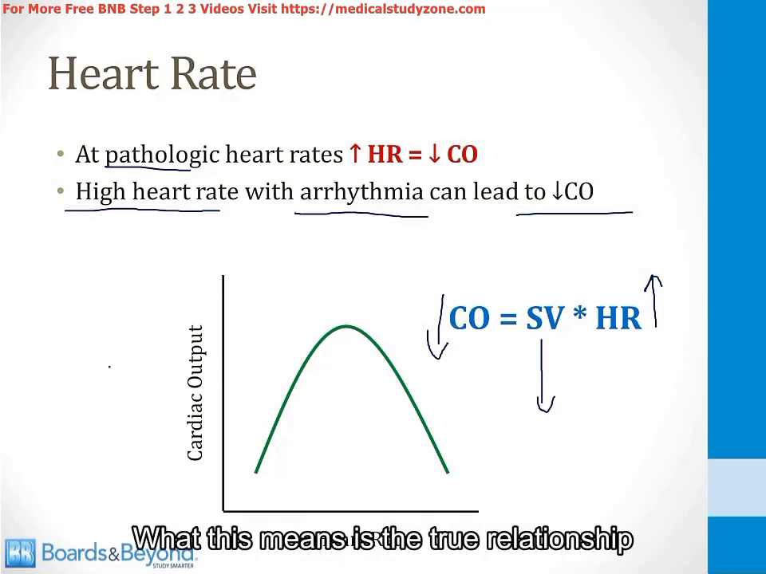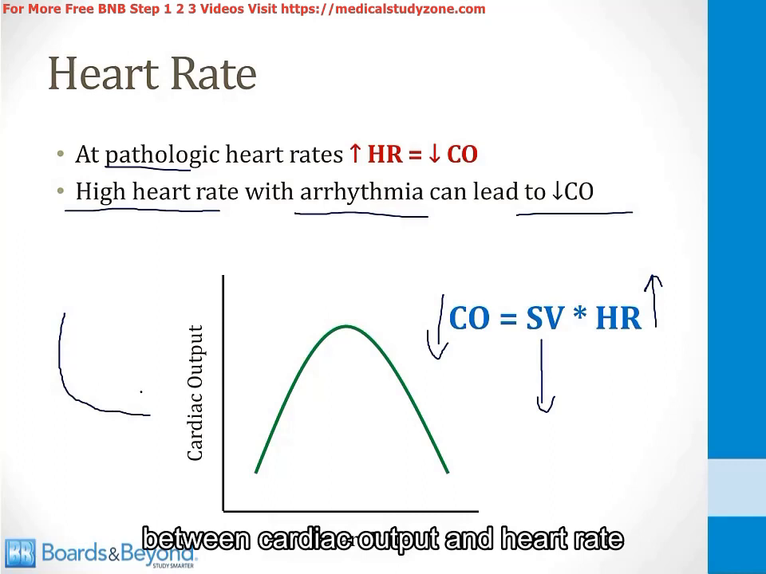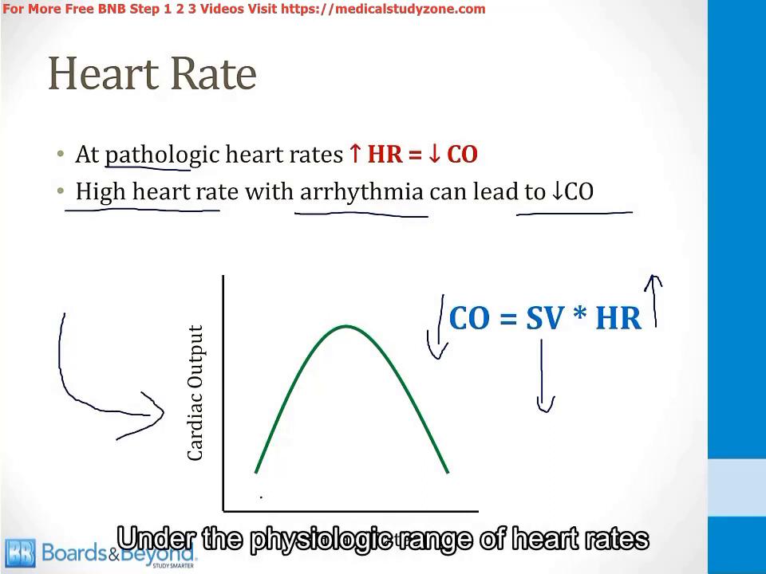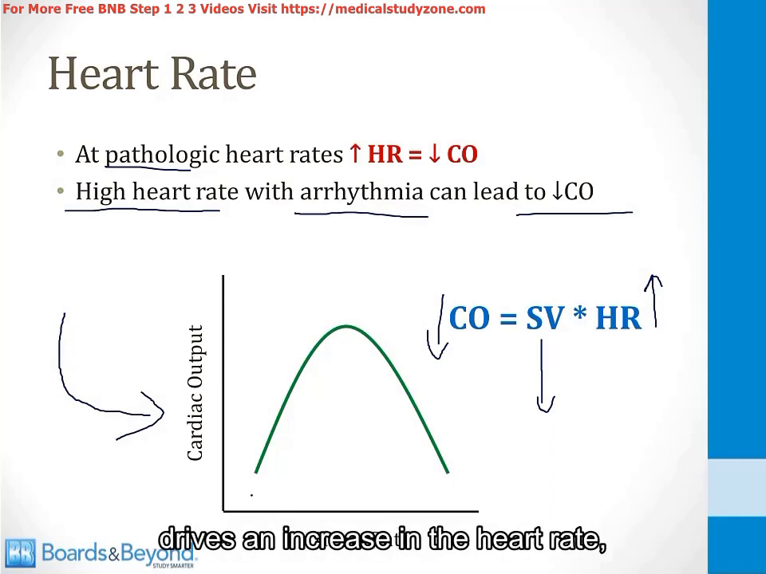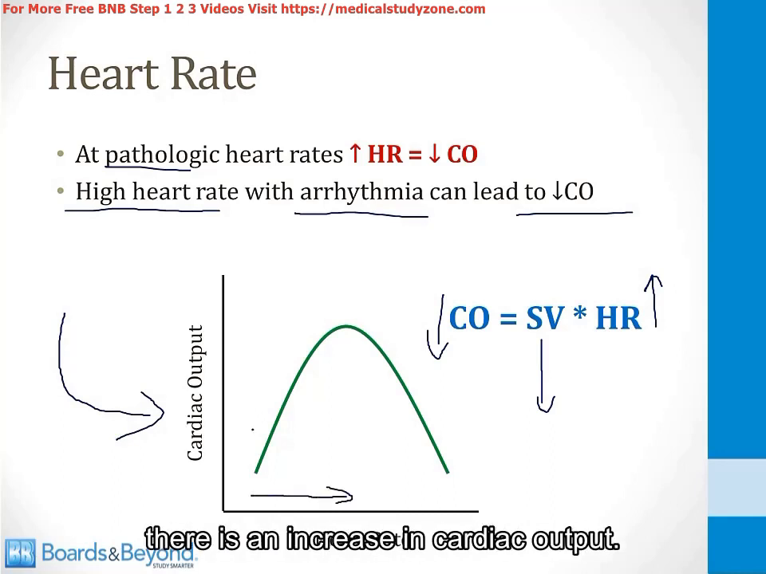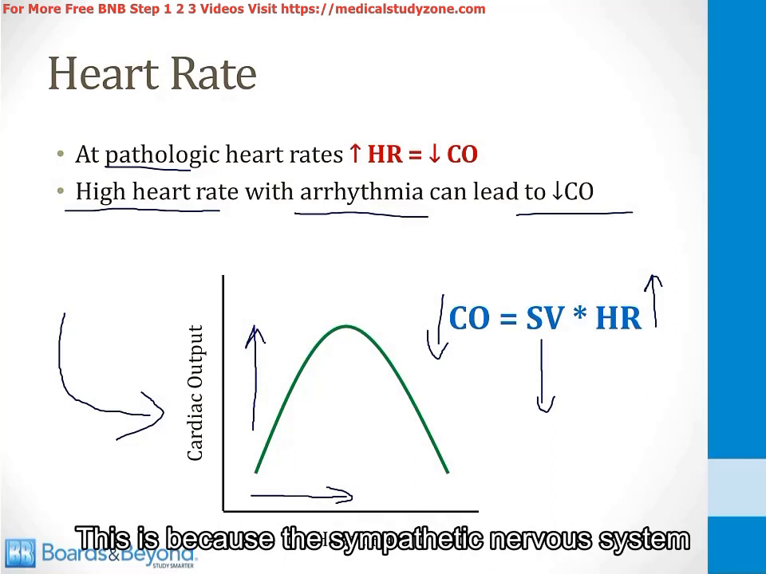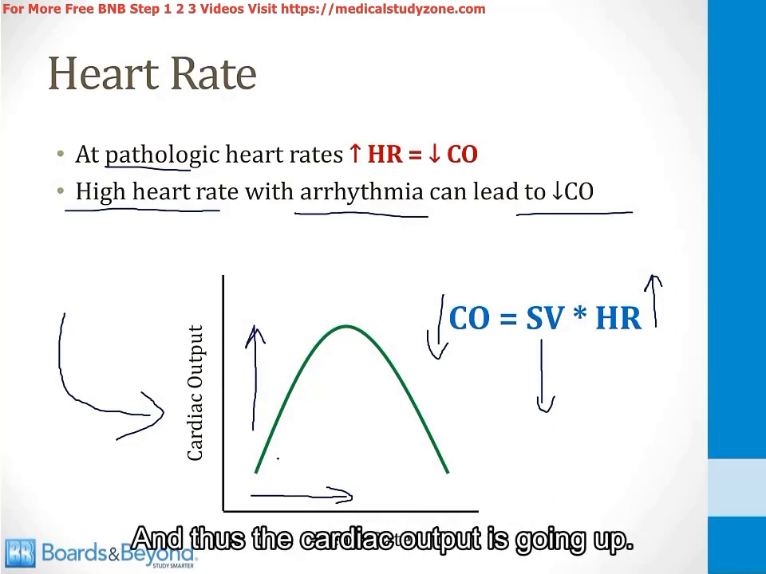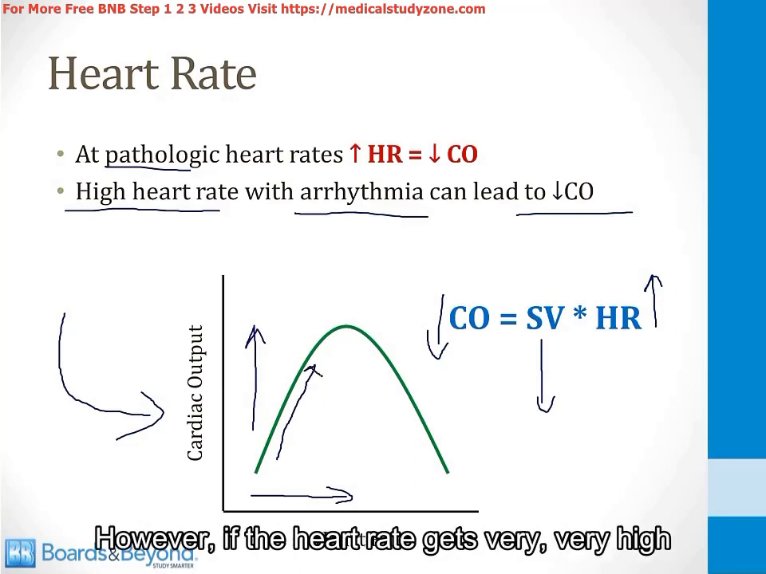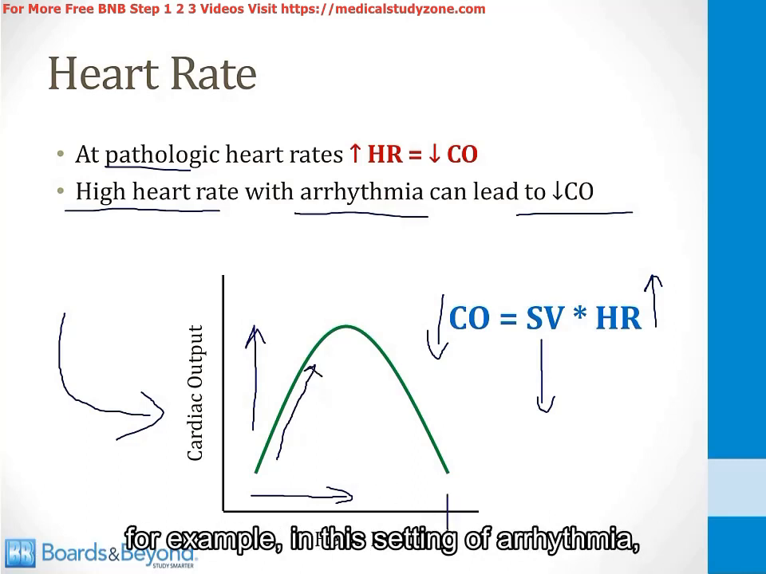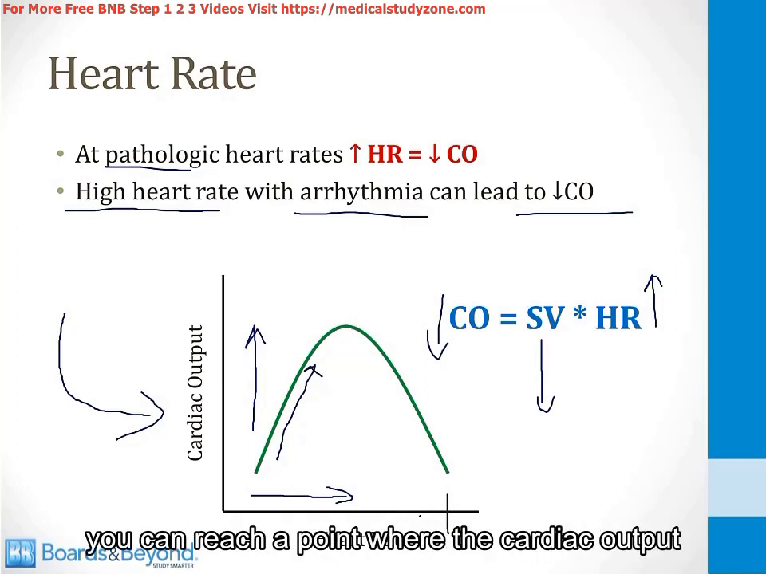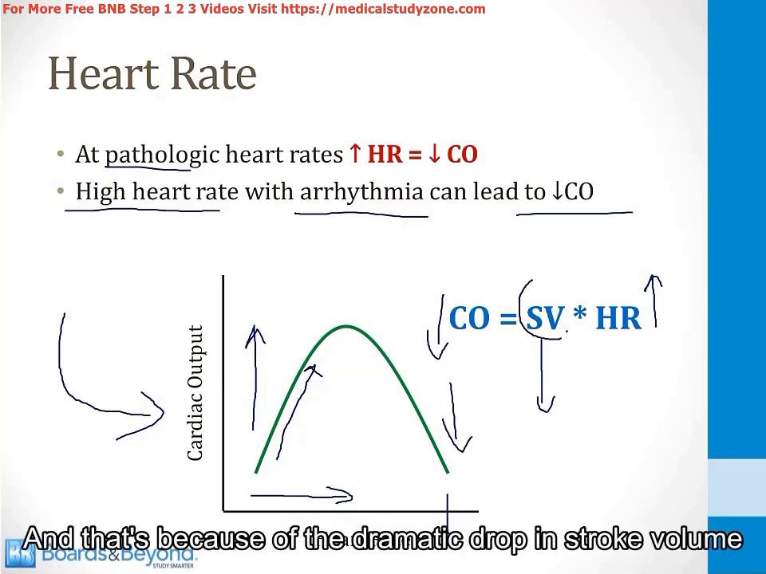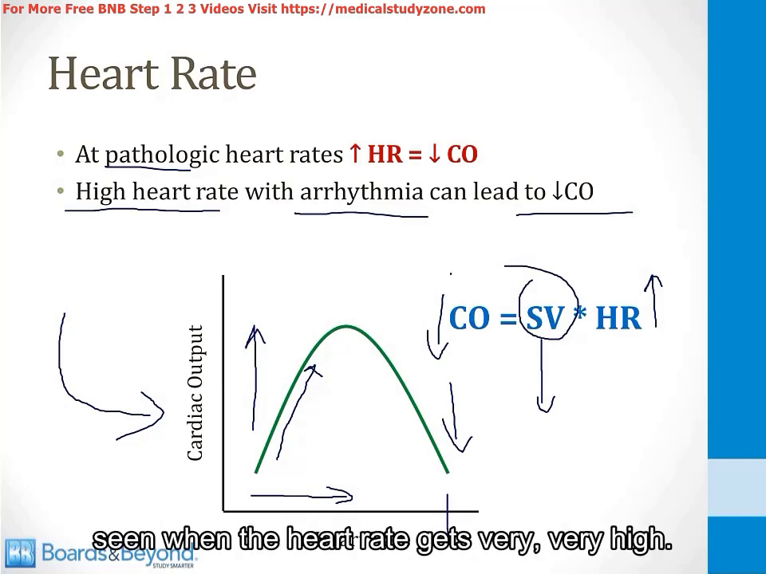What this means is the true relationship between cardiac output and heart rate is like what I've shown on the screen here. Under the physiologic range of heart rates, when the sympathetic nervous system drives an increase in the heart rate, there is an increase in cardiac output. This is because the sympathetic nervous system is increasing contractility in addition to heart rate, and thus the cardiac output is going up. However, if the heart rate gets very, very high, for example, in the setting of arrhythmia, you can reach a point where the cardiac output begins to fall, and that's because of the dramatic drop in stroke volume seen when the heart rate gets very, very high.